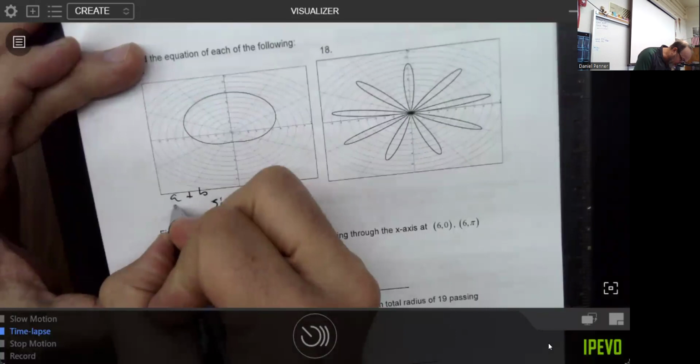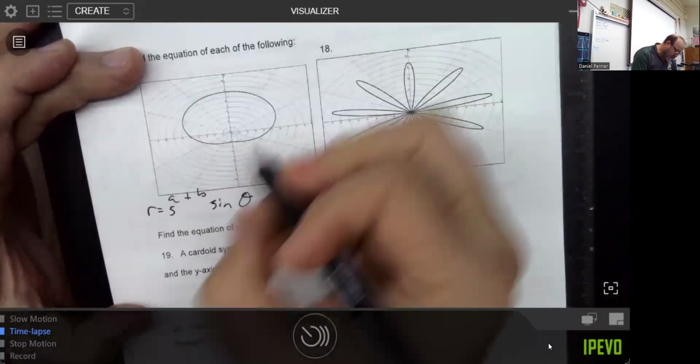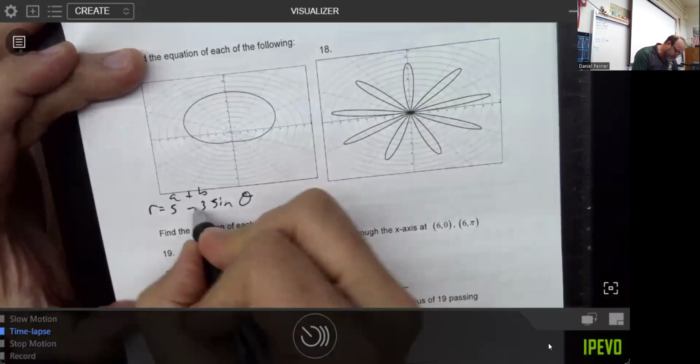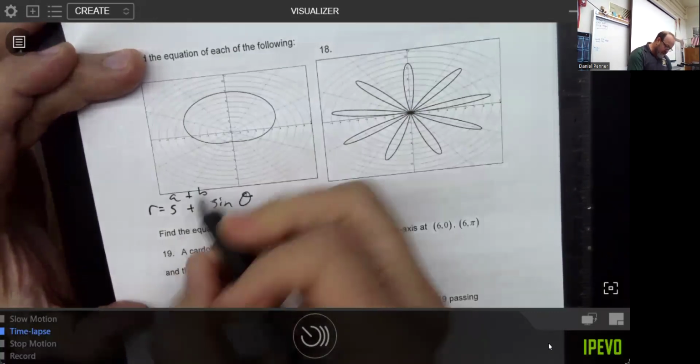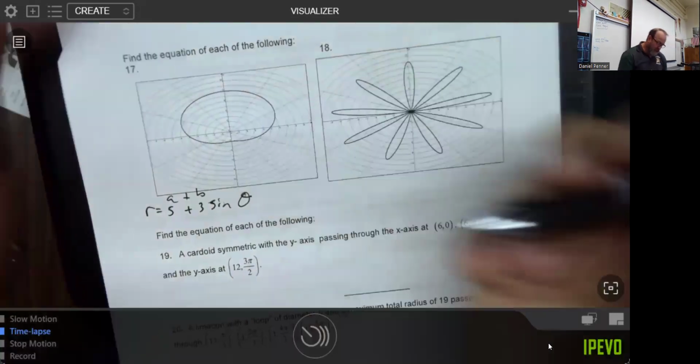That tells me that A is going to be 5, but they have a sum of 8, so it needs to be a 3. And that's going to make sense because 5 plus 3 is 8, but 5 minus 3 is 2, and we're done.